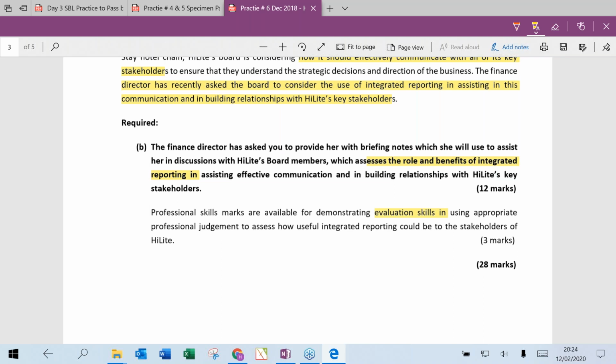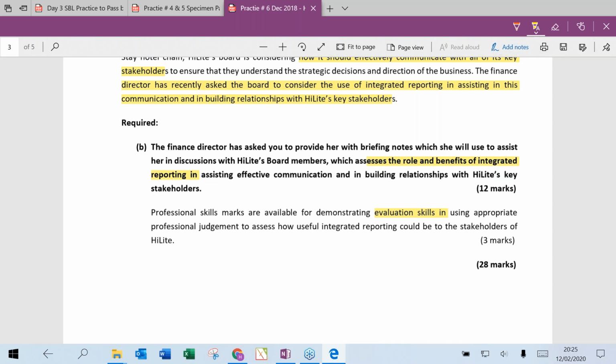So in this case, we need to talk about the role of integrated report, and then we need to talk about the benefits of integrated report. The role of integrated report is basically it is a concise communication which shows the link between the mission of the organization, the strategies, the financial performance, and the social and environmental impacts. And it also shows how the organization plans to create value in the short, medium, and long term.